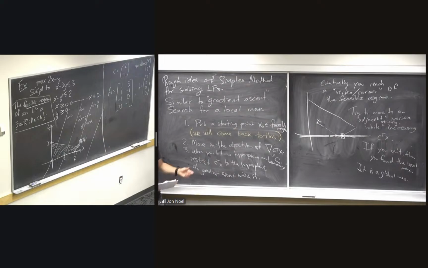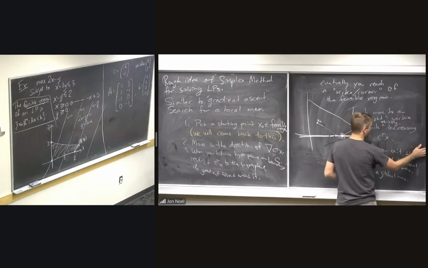Oh yeah, I said we're going to come back to the starting point because none of this makes sense unless you can even find a feasible point. But there's a trick for that. The trick is that before you even start trying to solve the linear program that you're interested in, you use the simplex method to solve a different linear program, which will give you a feasible point if it exists.